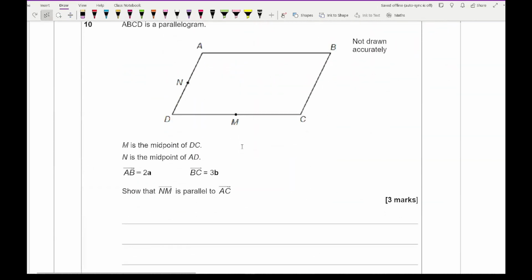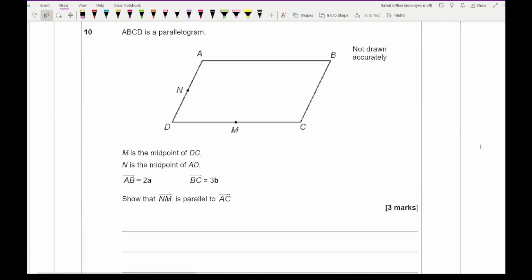Moving on to question 10, it says that ABCD is a parallelogram. M is the midpoint of DC and N is the midpoint of AD. AB equals 2A and BC equals 3B. Show that NM is parallel to AC. So let's first of all label what we know. So AB, this whole length here, is 2A and B to C is 3B.